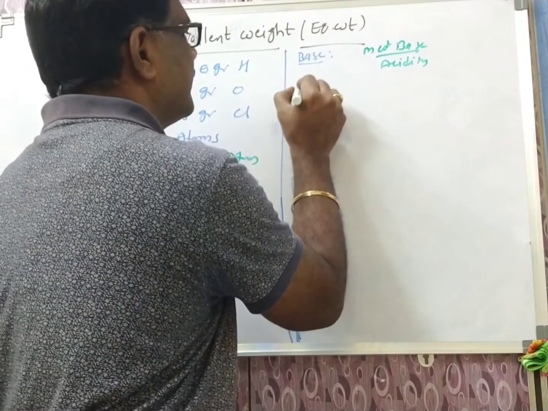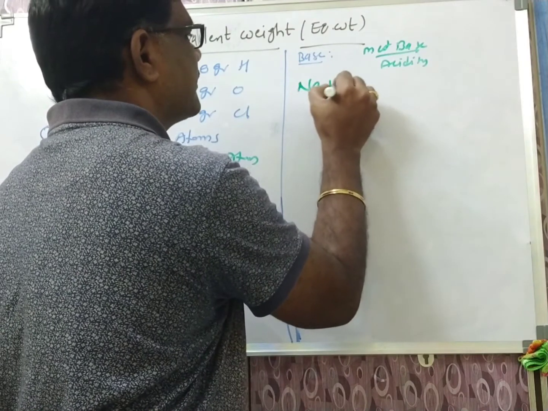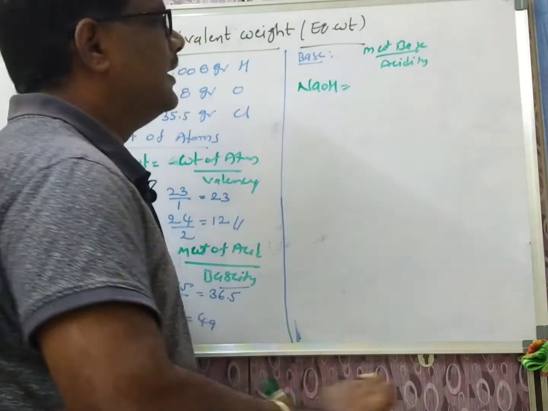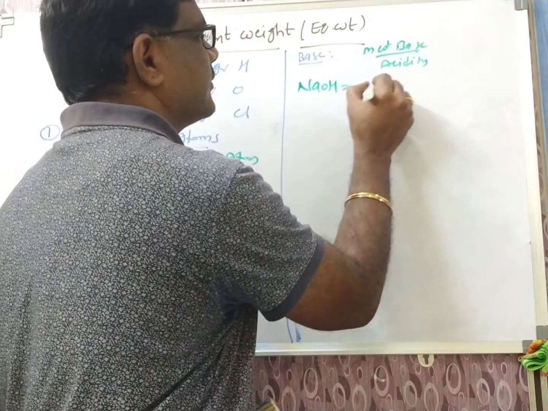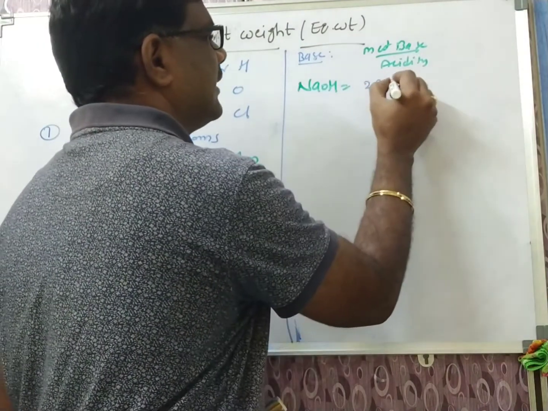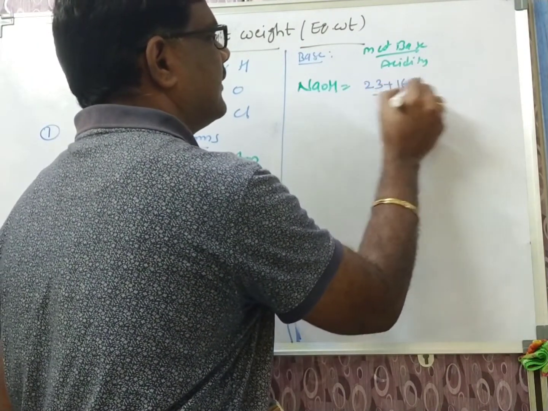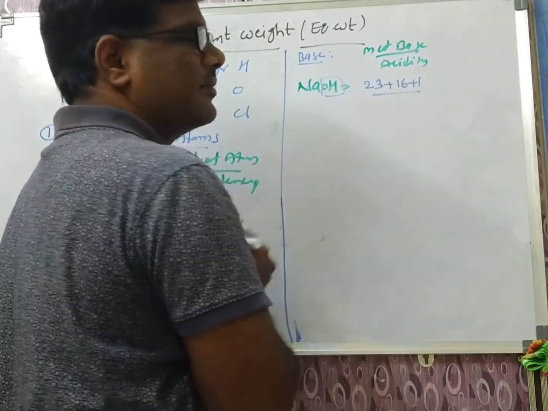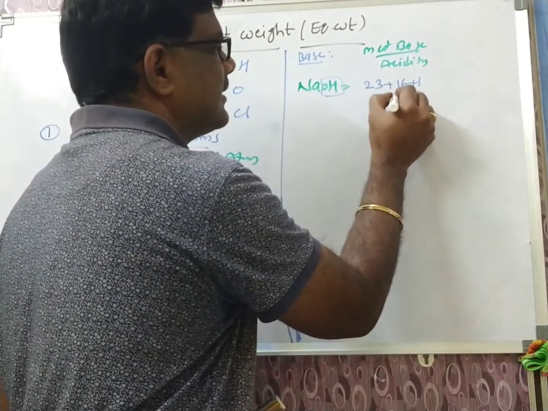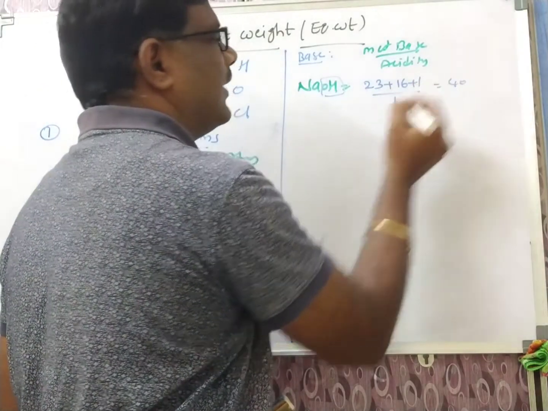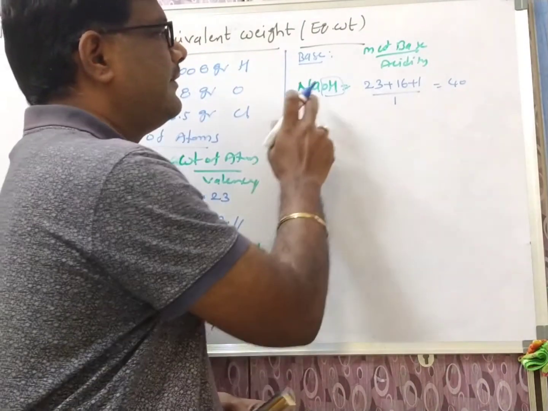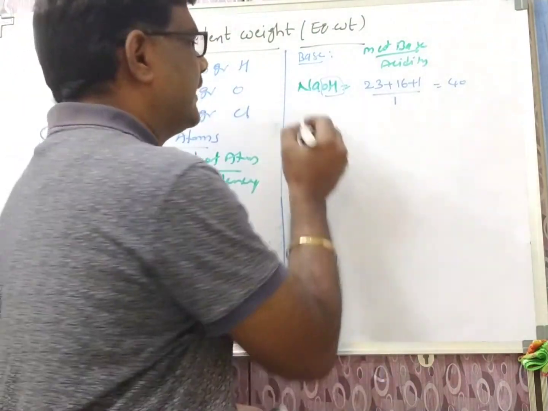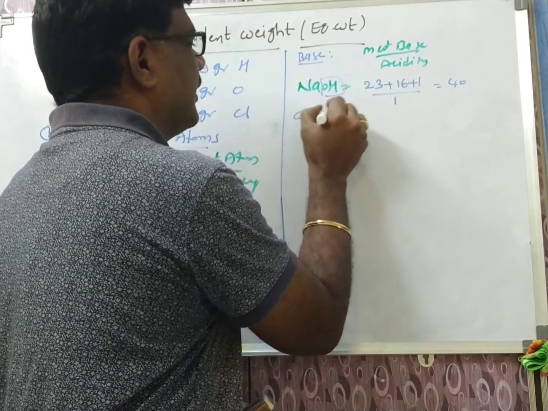Come on here. I am taking sodium hydroxide. In sodium hydroxide, the atomic weight of sodium is 23, oxygen is 16, hydrogen is 1. Number of replaceable hydroxyl groups, if you observe, is 1. That's why it is 40 by 1, so the equivalent weight of sodium hydroxide is 40. Similarly, calcium hydroxide.